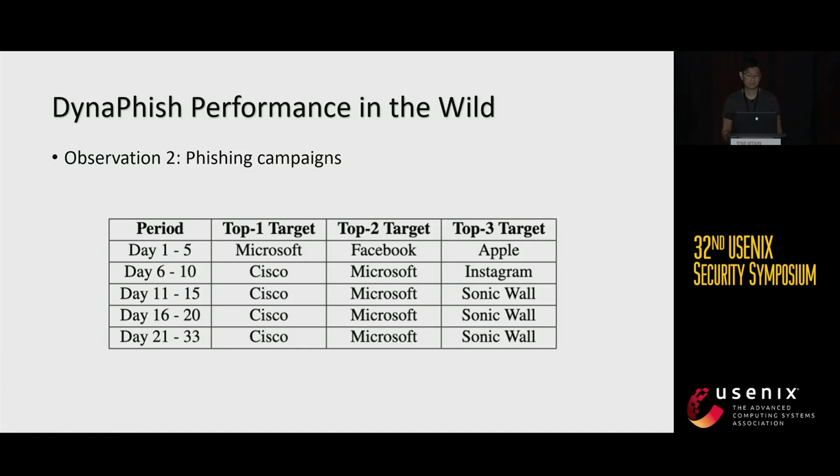The second is that we find the phishing campaign is very dynamic. For the first 5 days, Microsoft, Facebook, and Apple were the top 3 targets. But for the next 5 days, we can see that Instagram jumped into the top 3 ranking. And in the next 15 days, we find SonicWall became popular as a phishing target.